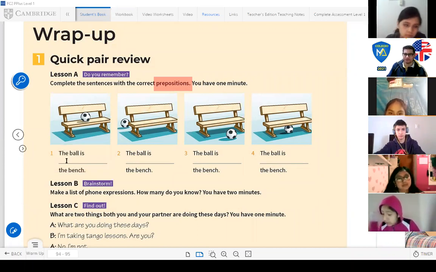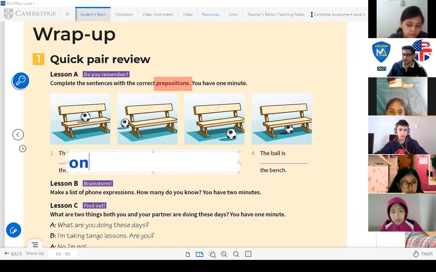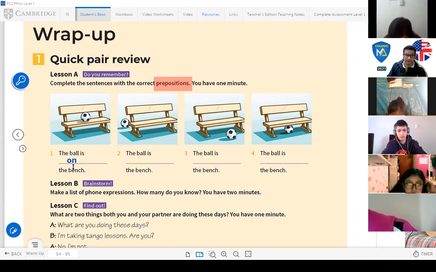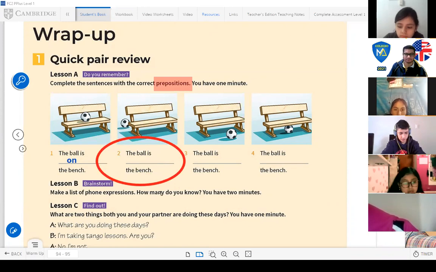Excellent, very good. You say the ball is on the bench, right? Do you remember the preposition on? ¿Se acuerdan la preposición on? It's on, sobre, right? The ball is on the bench. La pelota está sobre el bench. Yeah? Now, number 2, what do you think is the answer?